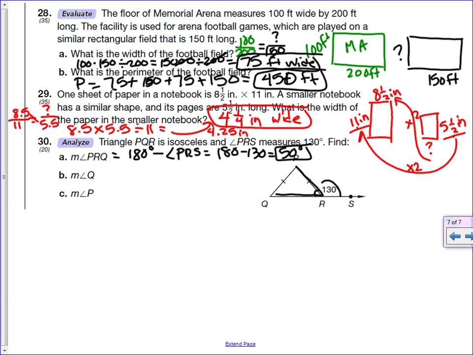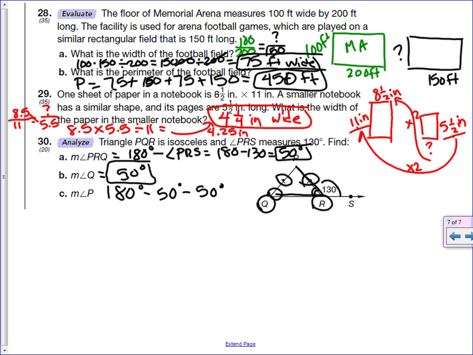Angle Q, if it's isosceles, has to equal angle PRQ, because these two sides are equal by the tick marks here. So these two angles must be equal as well. So this one also would have to be 50 degrees. And then angle P comes from 180 degrees total in the triangle, minus 50 from angle Q, minus 50 from angle PRQ. 50 and 50 is 100, so that leaves 80 degrees.